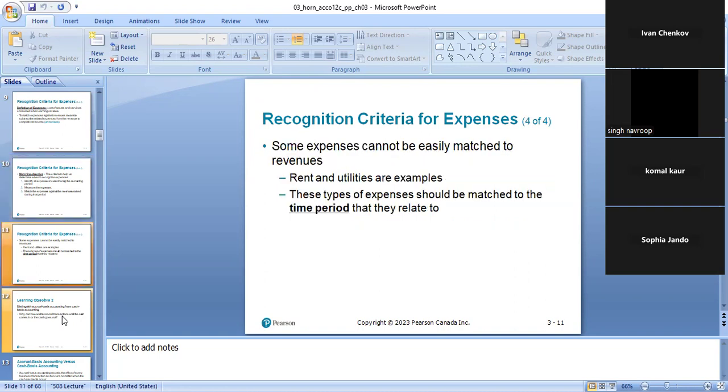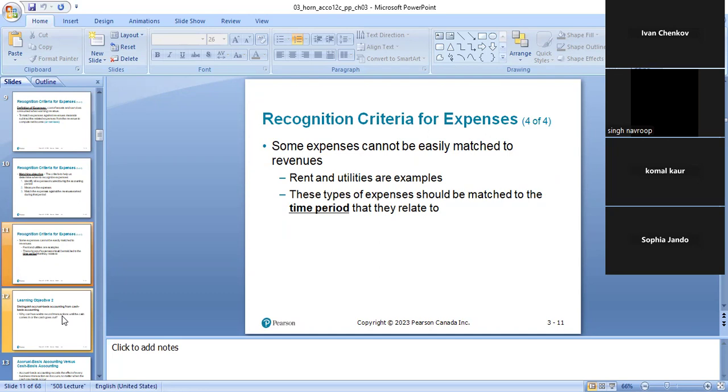Recognition criteria: some expenses cannot be easily matched to the revenue, for example, rent and utilities. So for this type of expenses, they should be matched to the time period they are related to. So for example, watch this. Your utility bills for the electricity come 1 month after the period ended.